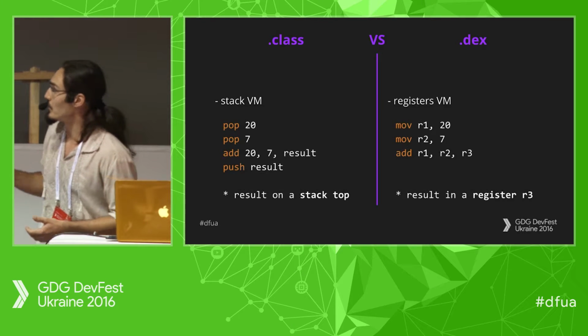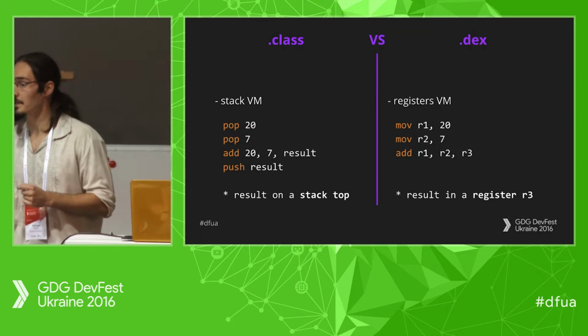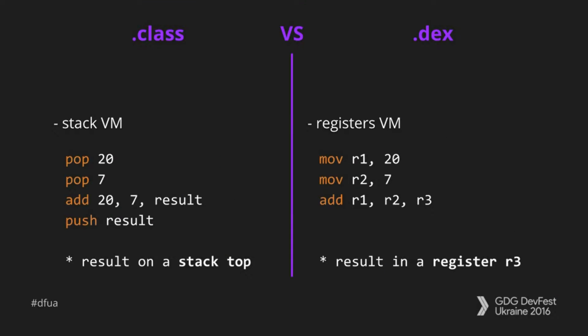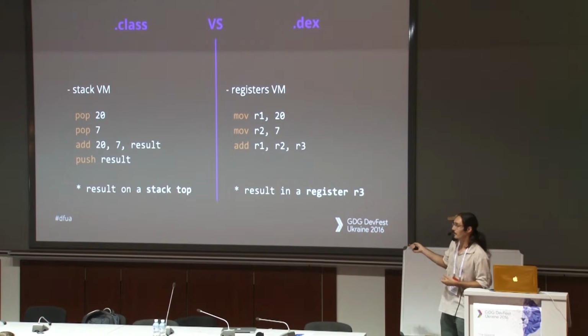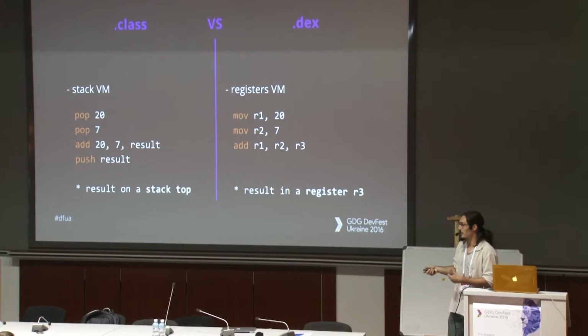In a stack-based virtual machine, before an operation call, we put operands into a stack. And the operation works with this stack. It pops operands from this stack and pushes the result into it. In a register-based VM, we put our operands into registers and pass identifiers of these registers into the operation. And the operation passes the result into a third register.